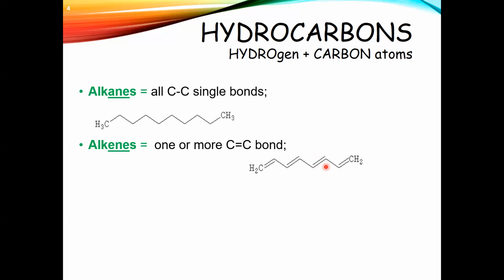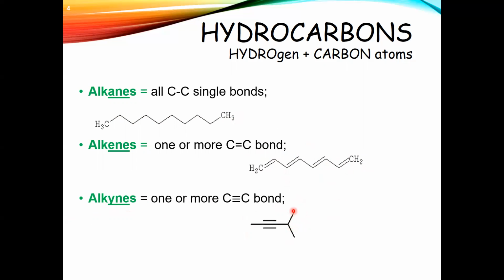However, if anywhere in your hydrocarbon you have a triple bond, then you're actually going to have to call that an alkyne. So there's a hierarchy here. If you have any triple bonds, it's going to be an alkyne. If you have no triple bonds, but you have a double bond or more than one double bond, it'll be an alkene. And then if you have only single bonds, that's your alkane.